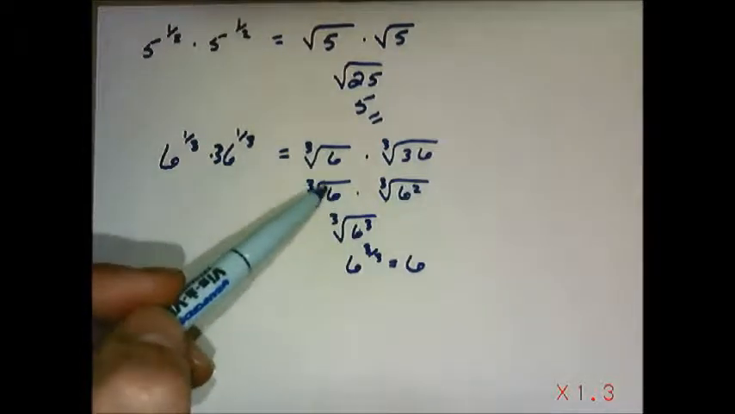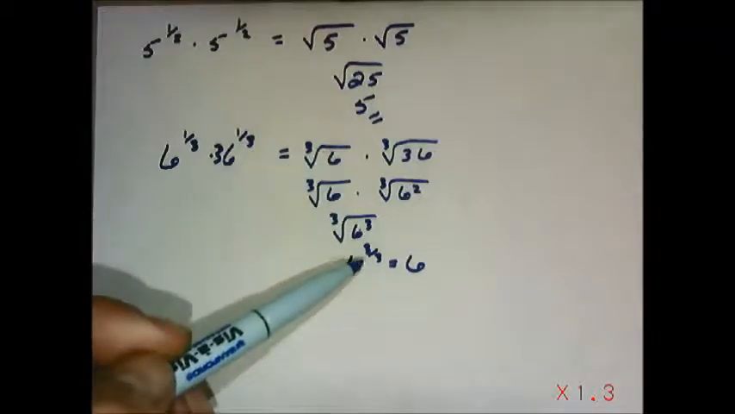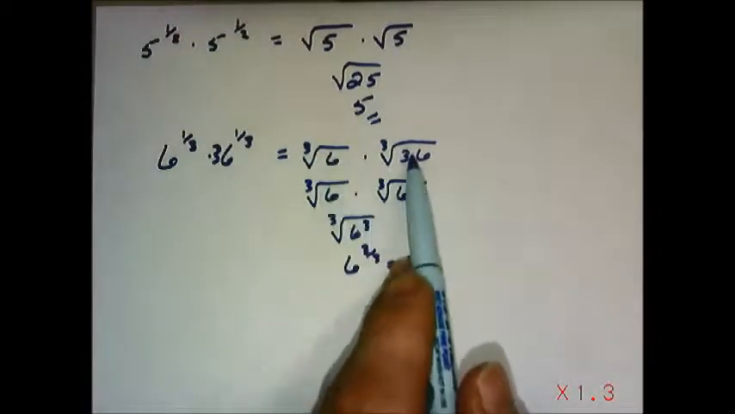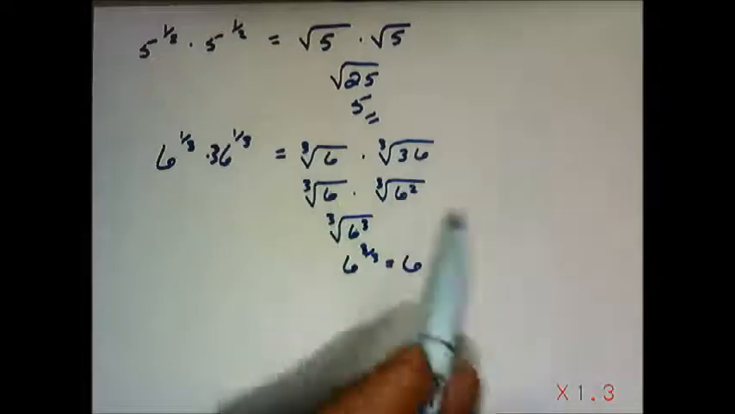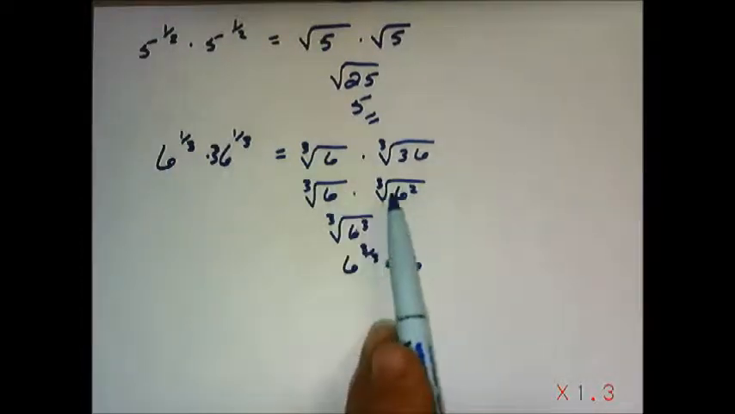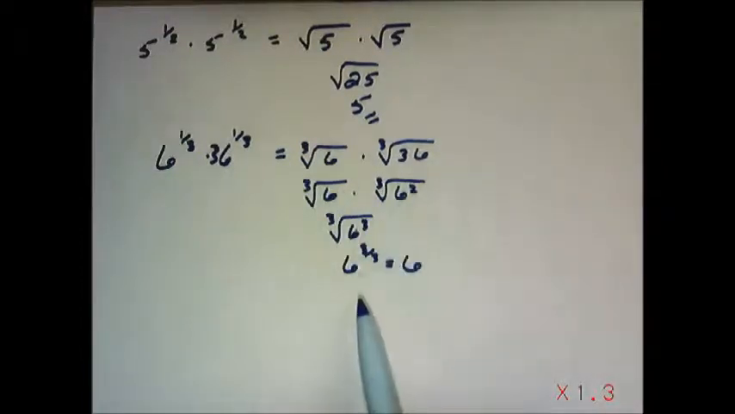This process allows us to keep numbers rather small. Instead of multiplying 6 and 36 and getting 216 and taking the third root of that, I can think of it as my exponents and use my exponent rules to make my life a little easier.